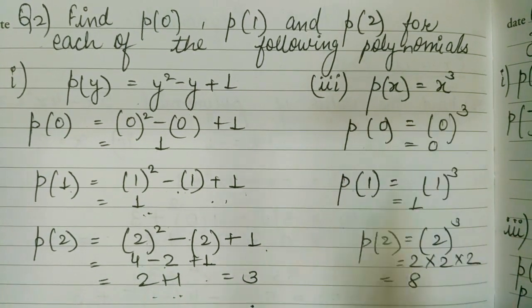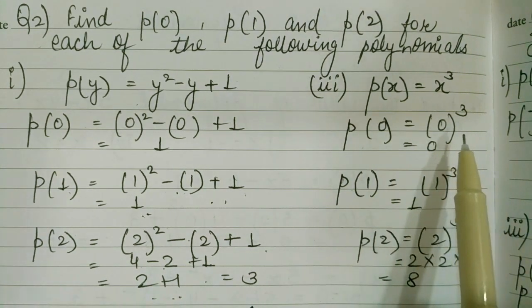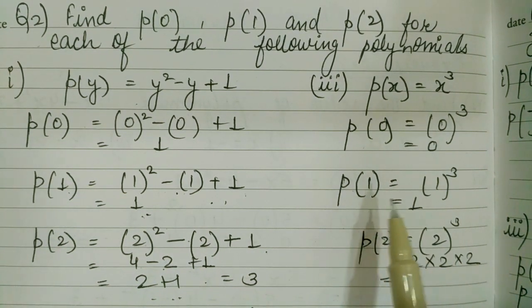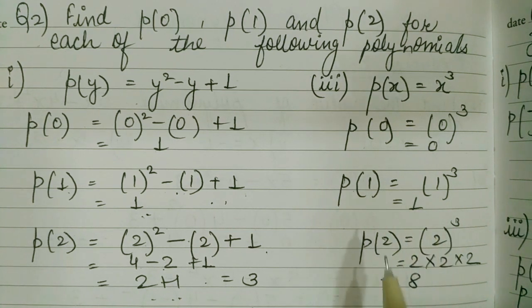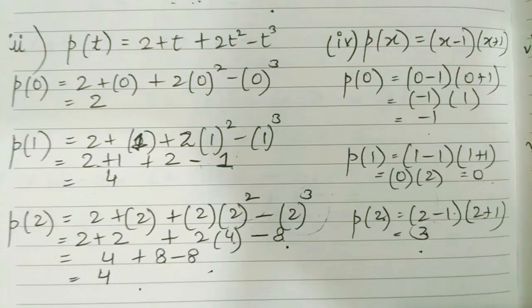Next polynomial is x cube. When I am going to put 0, it will become 0 cube. The cube of 0 is 0. When I am going to put 1, it will become 1 cube. The cube of 1 is 1. When I am going to put 2, it will become 2 cube. And the cube of 2 is 8.